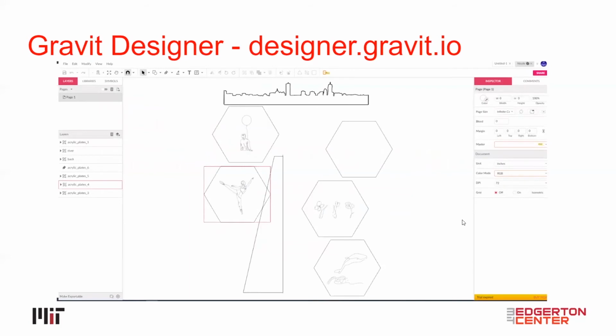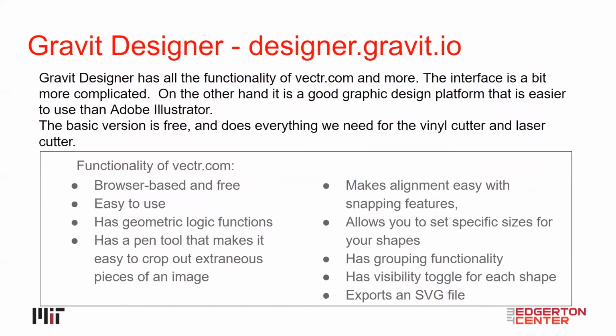Finally, let's take a look at Gravit Designer, a free graphics program that has both browser-based and downloadable versions. Gravit Designer has all the functionality of Vector.com and more. However, the interface is a bit more complicated. On the other hand, it's a really good graphic design platform that's easier to use than Adobe Illustrator. The basic version is free, and it does everything we needed to do for a vinyl cutter and a laser cutter in the lab.